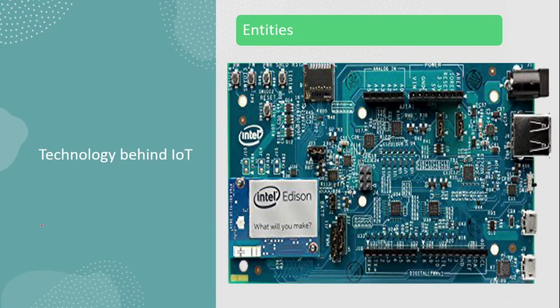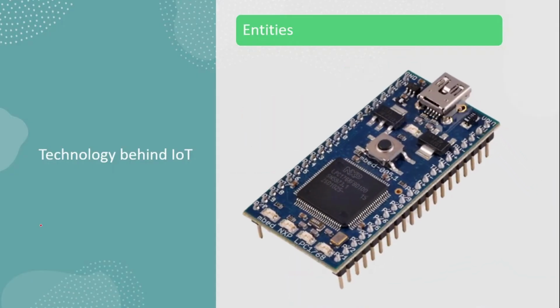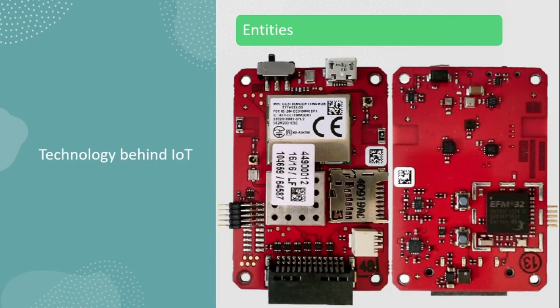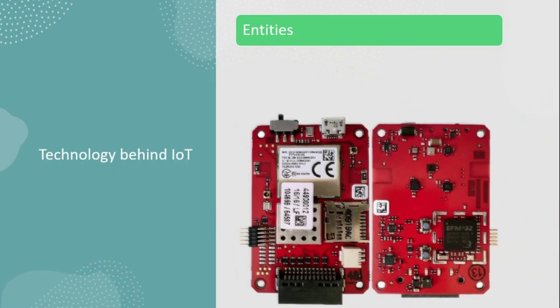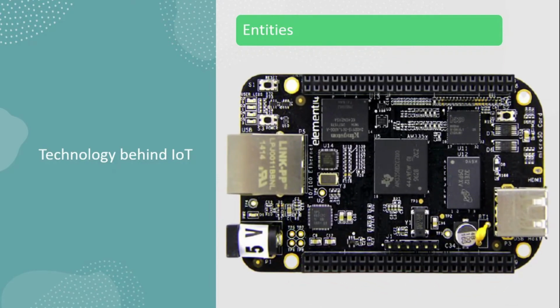Next one is Intel Edison. And the next one is ARM Mbed. See the architecture, this is the Mbed, ARM. Next one is the Bosch XDK kit. And the last one is this black color board, which is a Beagle board.